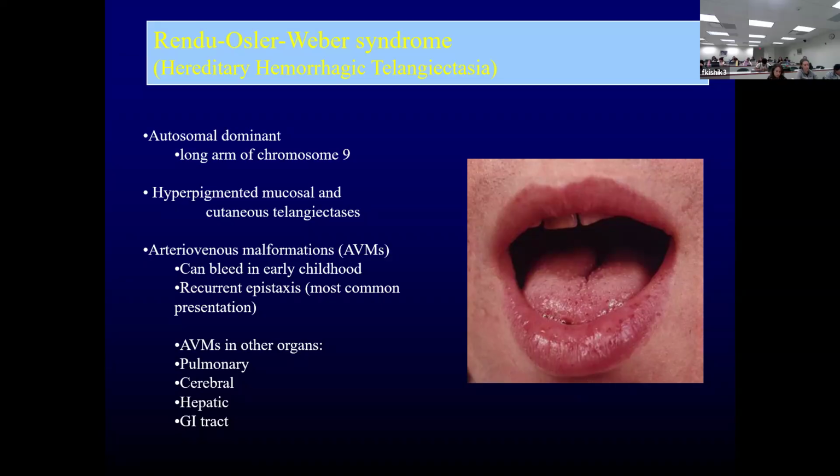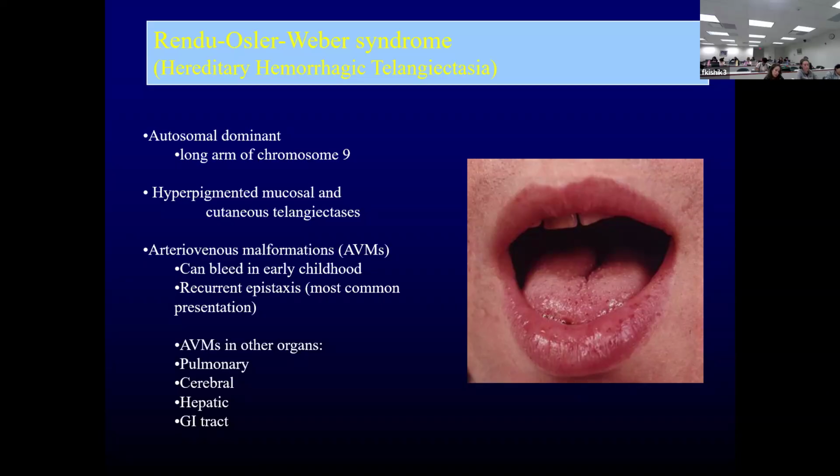That syndrome is called Osler-Weber-Rendu syndrome. Now, this is a condition in which there is a genetic defect. These patients have telangiectasia in the mouth, in the lungs, in the nose, and the brain. One more time: in the mouth, in the lungs, in the nose, and the brain.